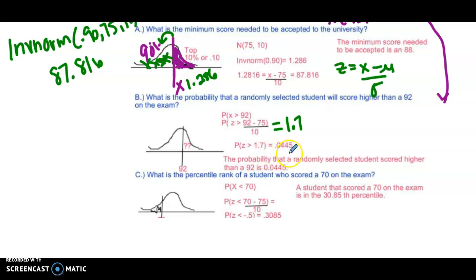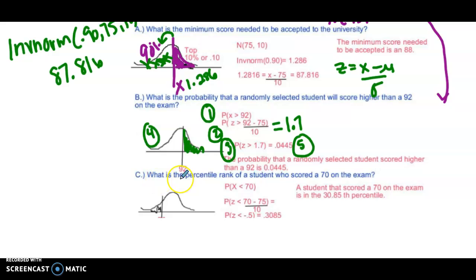That's 0.0045. So the steps that you would have to show are: 1, this probability statement with X; 2, the work for your z-score; 3, your probability statement with Z; 4, you're going to need to show your graph; and 5, you need to show your answer, okay? Your graph is showing the probability of anything higher than 92, so that's your graph with the area shaded in.